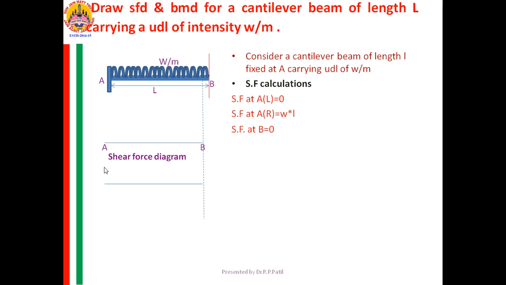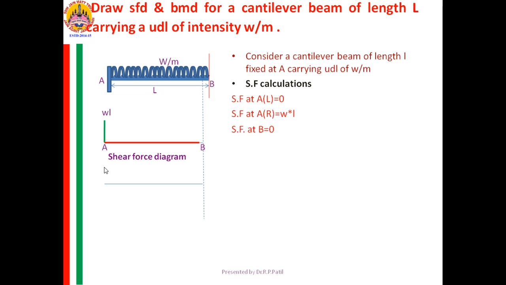I am seeing towards the left side. Now I got SF at all the points. I need to complete the diagram. Yes, if I am starting from A, first the SF is 0. Write the 0 line. First SF at A is 0, then it goes to WL and is positive.